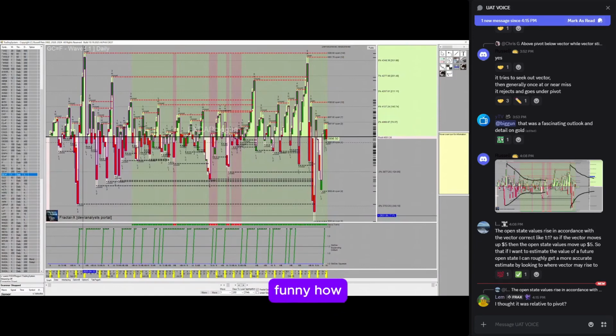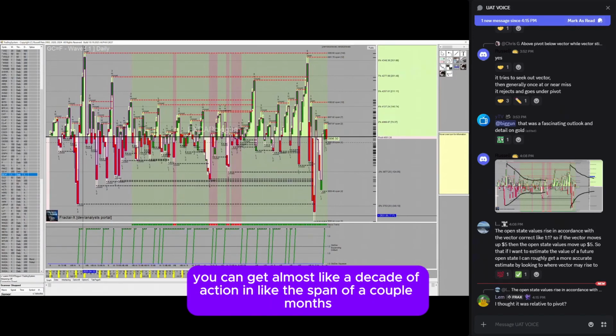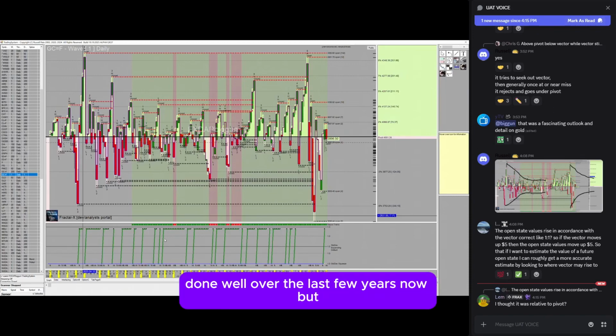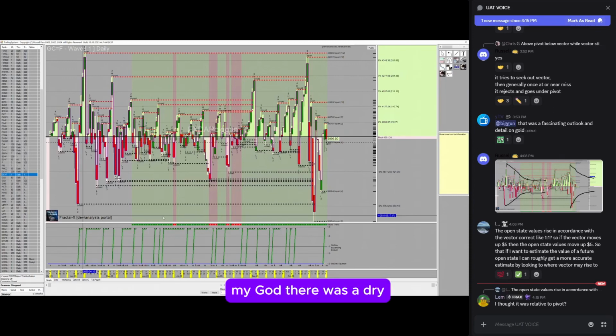Yeah, it's funny how you can get almost a decade of action in the span of a couple months, you know? Yeah, that's really how it's been, since February. Gold's done well over the last few years now, but my God, there was a dry period. I was trading silver futures, and I was like, are these things ever going to move? Especially since they're very expensive too. Their tick value is very expensive, even more so, whereas gold is comparatively a lot less expensive. So silver has got to be a headache when it's pretty dry. Yeah, it is.